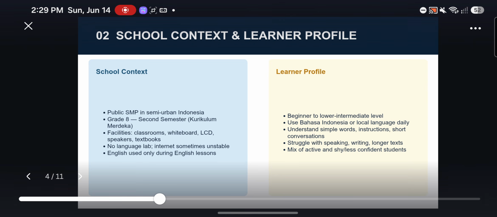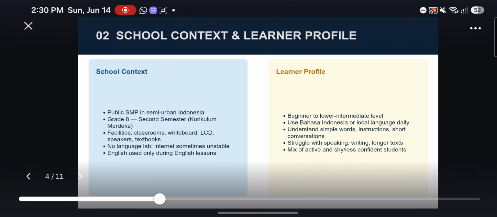school context and learner profile. Now let me talk about the school context and who the students are. On the left side, you can see the school context. This is a public SMP in a semi-urban area in Indonesia. The school has classrooms, whiteboards, LCD projectors, speakers, and textbooks, but no language lab, and the internet is sometimes unstable. Most importantly, students only use English during English lessons. They don't practice English outside the classroom.